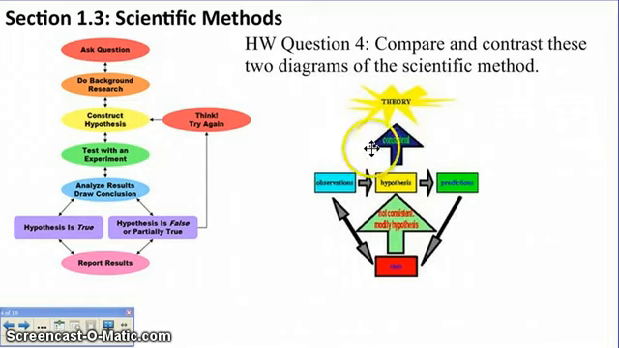Let's see if we can figure out if there's anything that's unclear here. This word says consistent and not consistent down here.